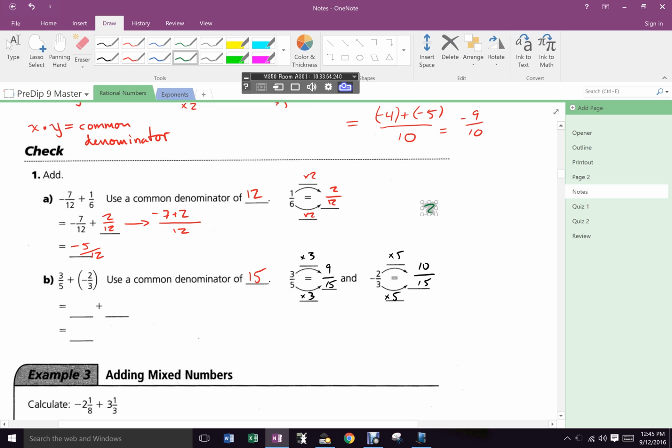Oops, I left a 2 there. So what do we really have? 9/15 plus -10/15. Now we wouldn't write it that way. 9 plus -10 over 15 is -1/15. Yes? Excellent. Let us move on.